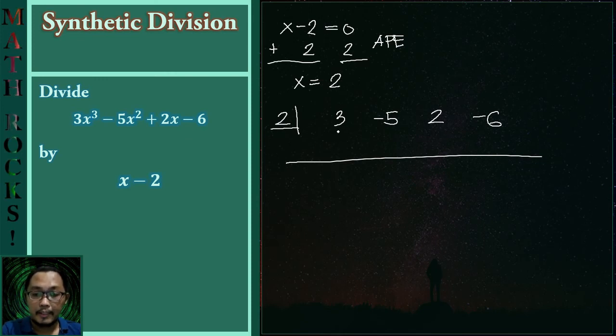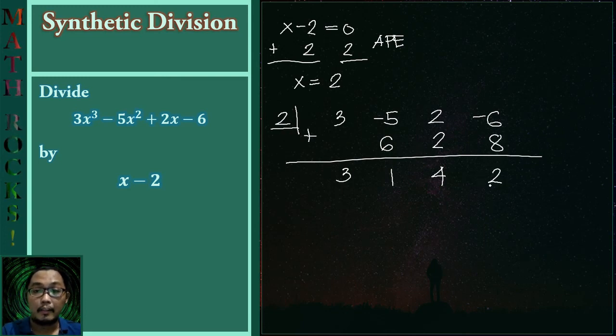So let us bring the first coefficient down and multiplying this immediately with 2, it gives us 6. And adding these two numbers together, we will have a sum of positive 1. Again, multiplying this with 2, it gives us a 2. And adding these two numbers, we have a positive 4. And multiplying this with positive 2, it gives us 8. And adding this together, it gives us a remainder of positive 2.